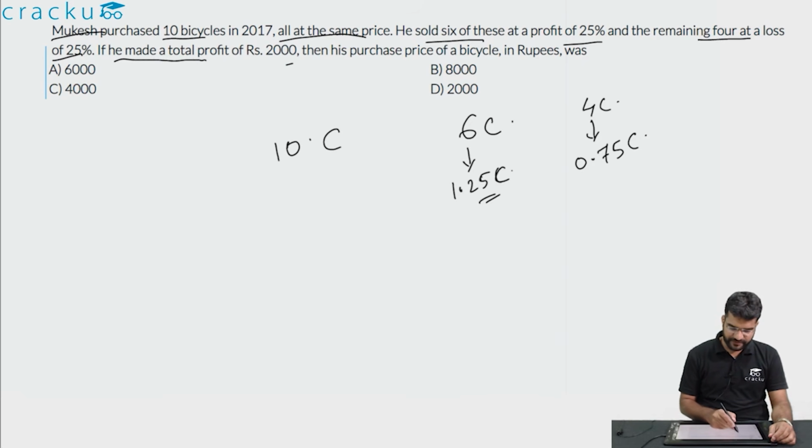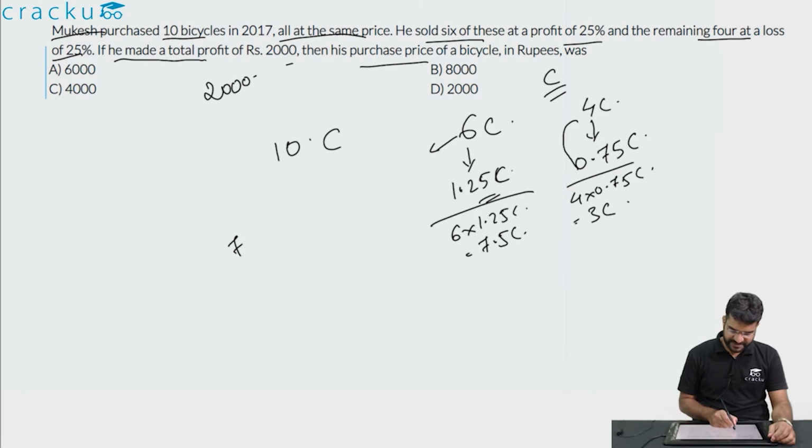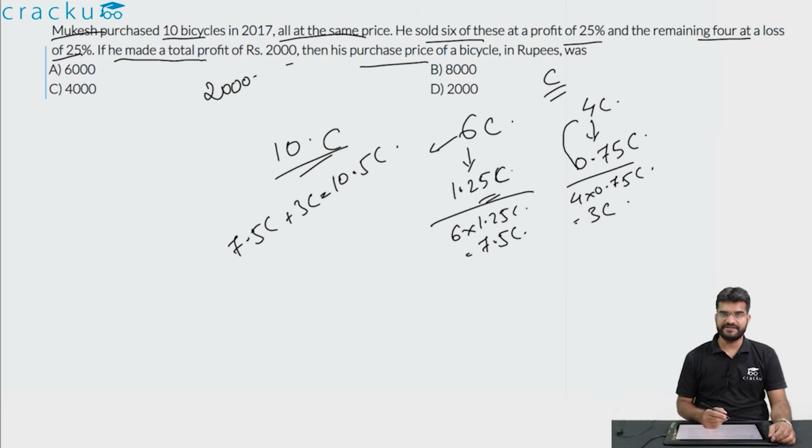In total, he made a profit of 2000 rupees. Then what is the purchase price of each bicycle? So we are required to find out the value of C. So when he sells 6 bicycles at 1.25C, he makes a total of 6 into 1.25C, which is equal to 7.5C. And when he sells 4 bicycles at 0.75C, he makes a total of 4 into 0.75C, which is equal to 3C. So the total money that he makes in this transaction will be 7.5C plus 3C, which is equal to 10.5C.